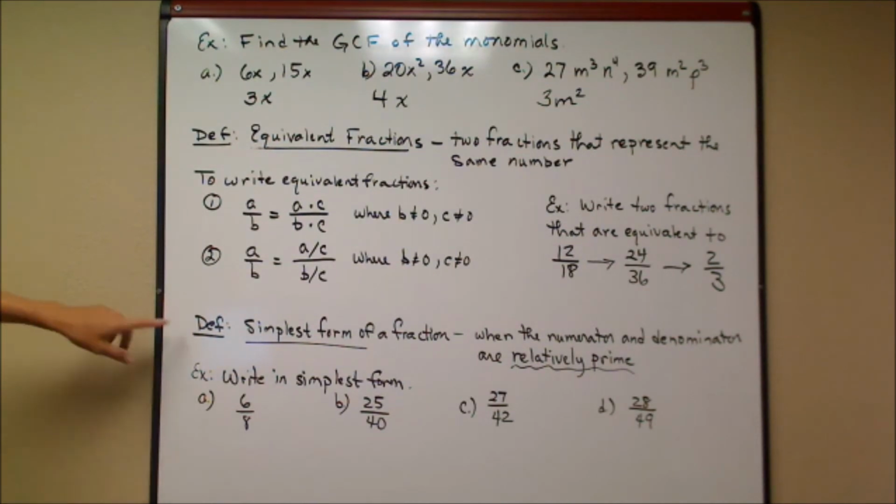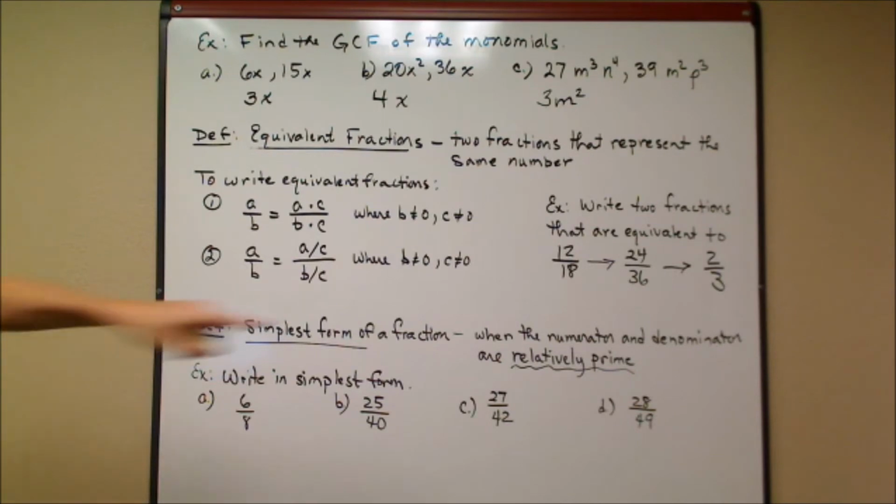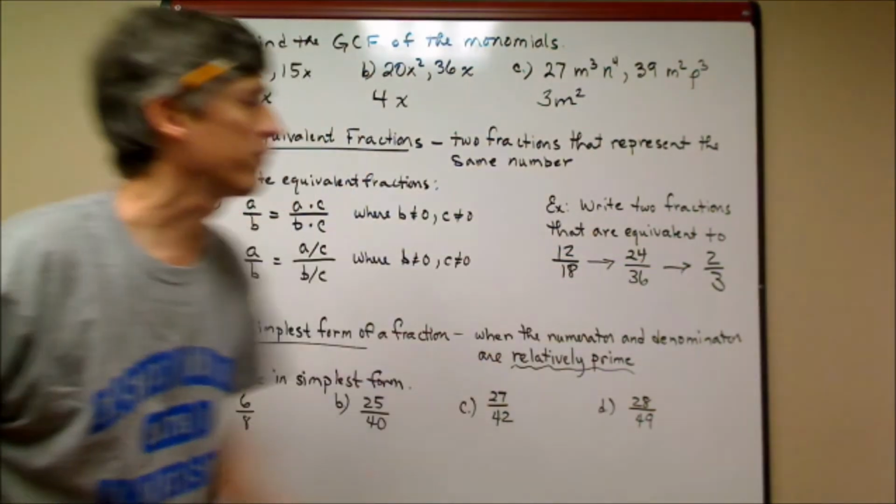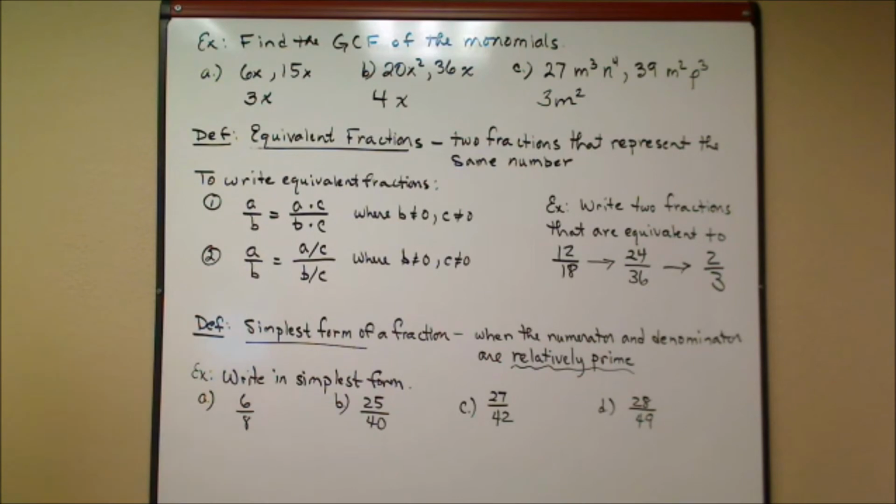Now that leads me to this definition, what we call the simplest form of a fraction. The simplest form of a fraction is when the numerator and the denominator are relatively prime. Remember, the numerator's on top, the denominator's on the bottom, d for denominator, d for down, right? I mentioned this just a little bit ago. Relatively prime means that their GCF is 1. Look at the 2/3. That's an example of a fraction that is in simplest form, because the GCF of 2 and 3 is 1. 1's the biggest number that divides into both evenly.